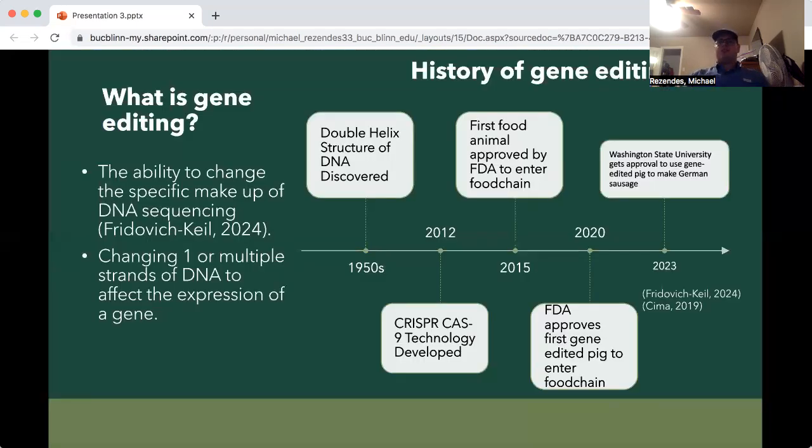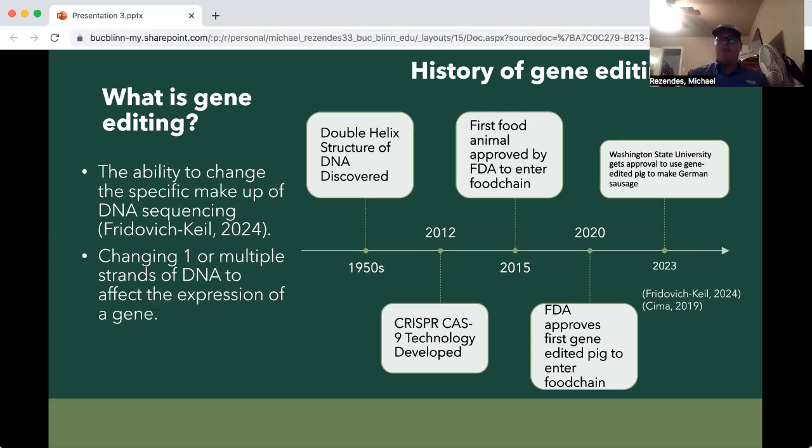So, in the broadest sense of the term, gene editing is the ability to change the specific makeup of DNA sequencing. Scientists and researchers have the ability to change one or multiple strands of DNA to affect the expression of a gene. Probably the most popular talked about ones are an animal that should genetically have horns being gene edited to be smooth polled. This is often talked about from a safety perspective when we think about ranchers working cattle on a regular basis. And then another popular one is cattle that are genetically black hided being changed to red hided.